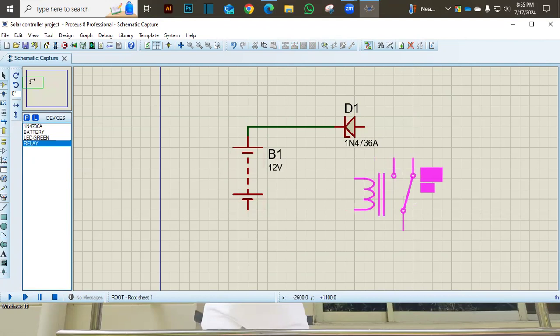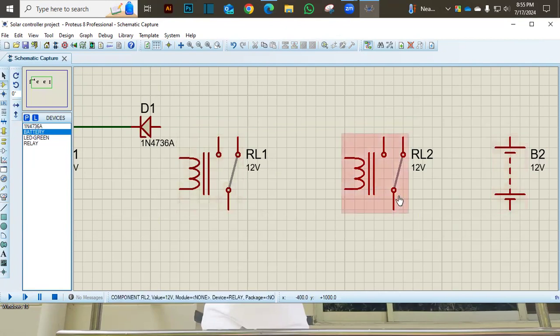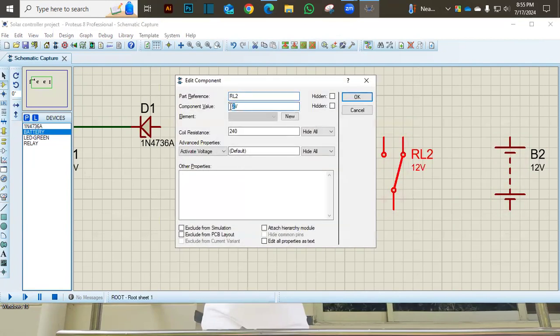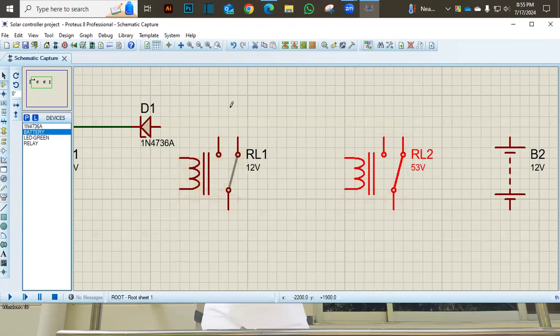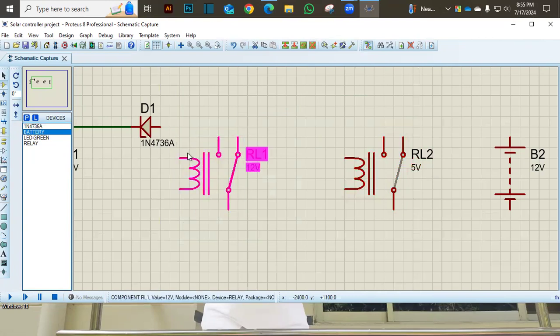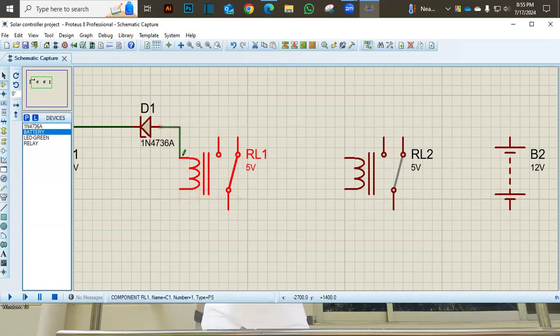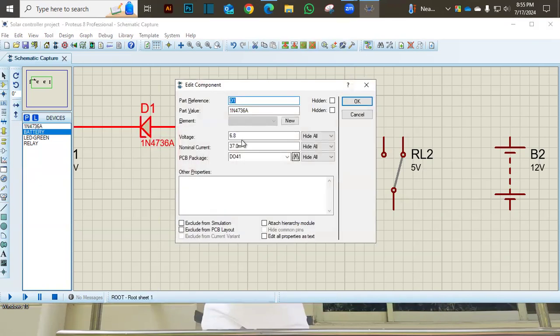We need some relay. There are two relays just because we have two batteries in our system. We change our relay potential value, which is equal to 5 volt. We also set this relay to 5 volt. Now we're connecting them. And here the approximate voltage will be around 10 volt.